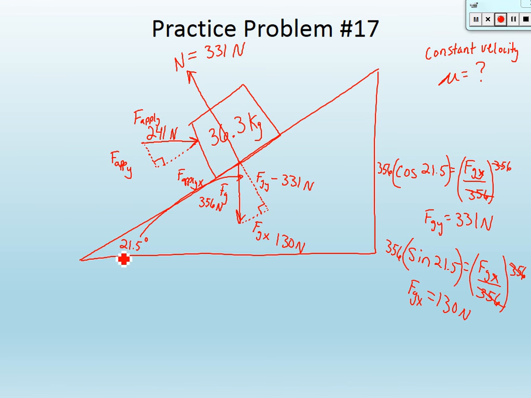Okay, well, if this angle is 21.5, we can solve for it using geometry, but just take my word for it. This is going to be 21.5 right there. Now let's use trigonometry to solve for force applied in the y and force applied in the x. So let's do force applied in the x first. That's the adjacent side. So I'm going to do cosine of 21.5 is equal to force applied in the x divided by the hypotenuse, which was 241 newtons.